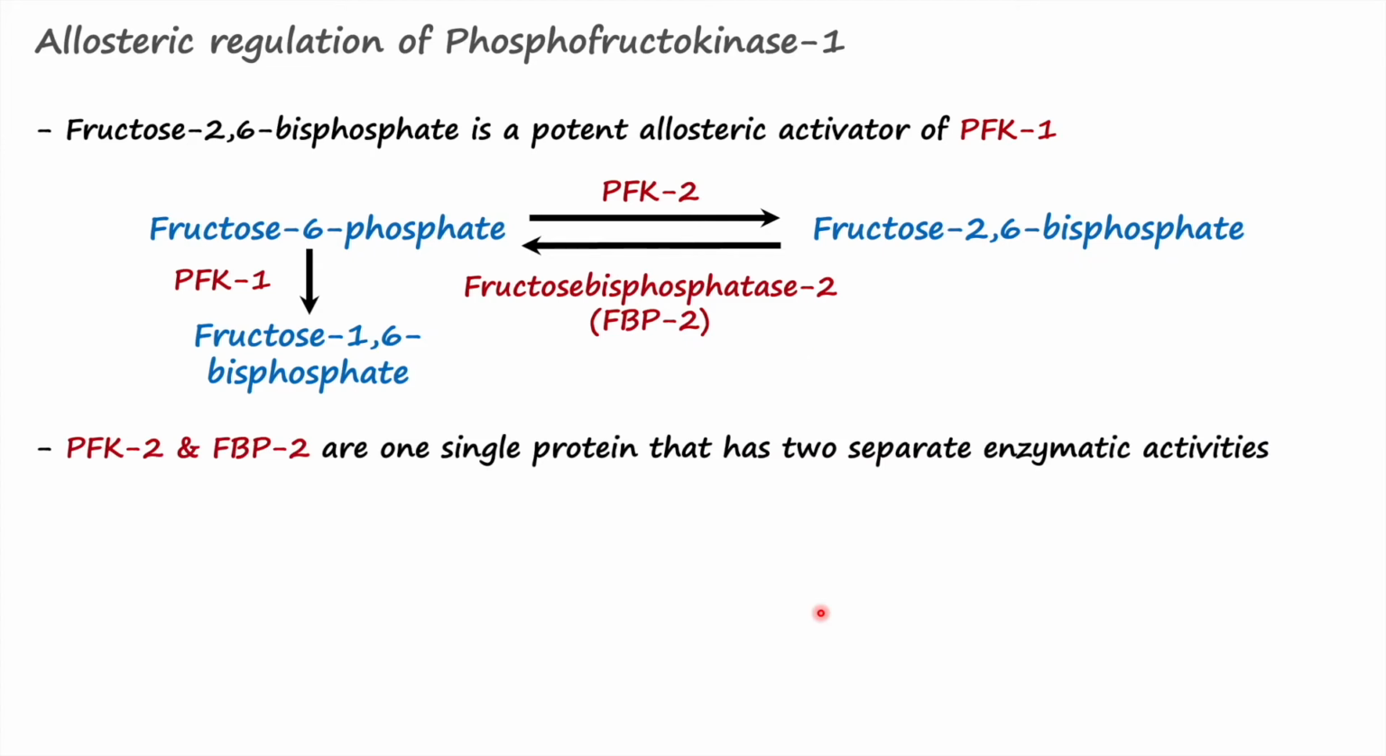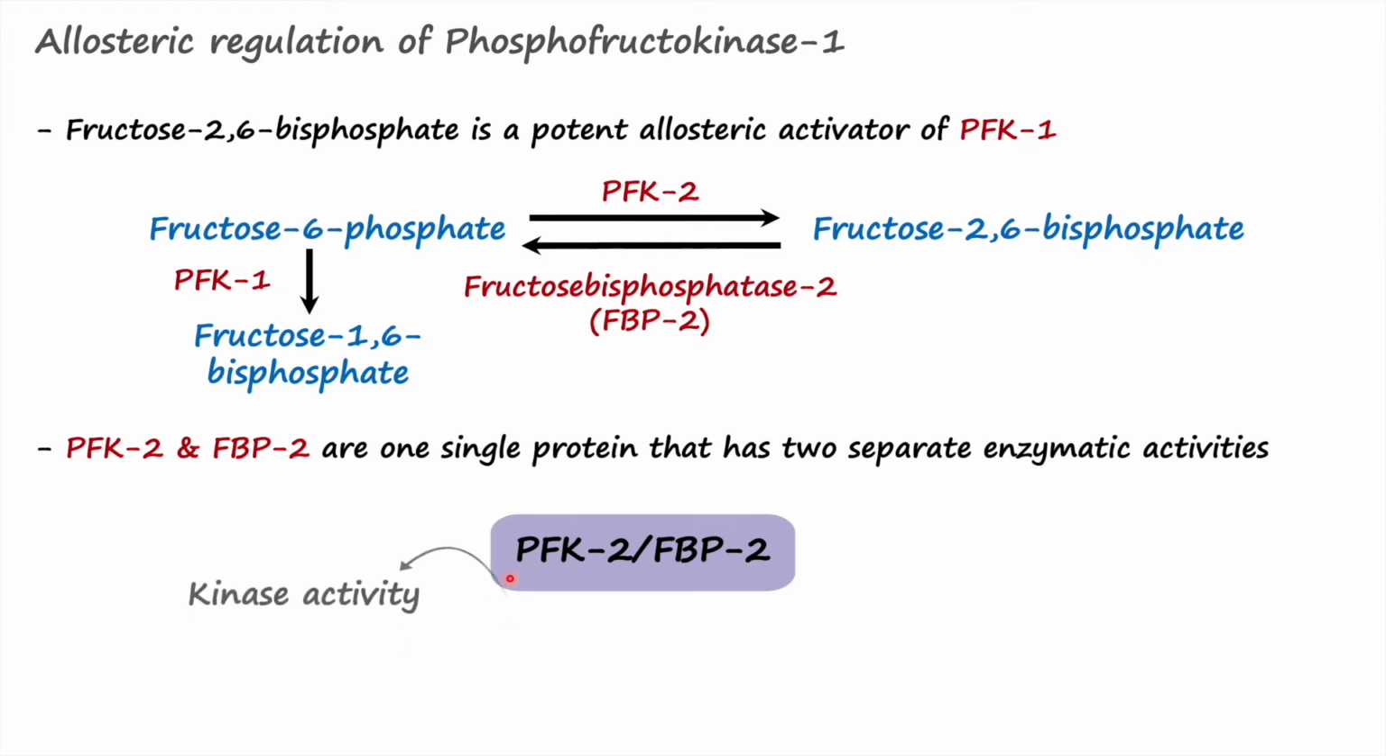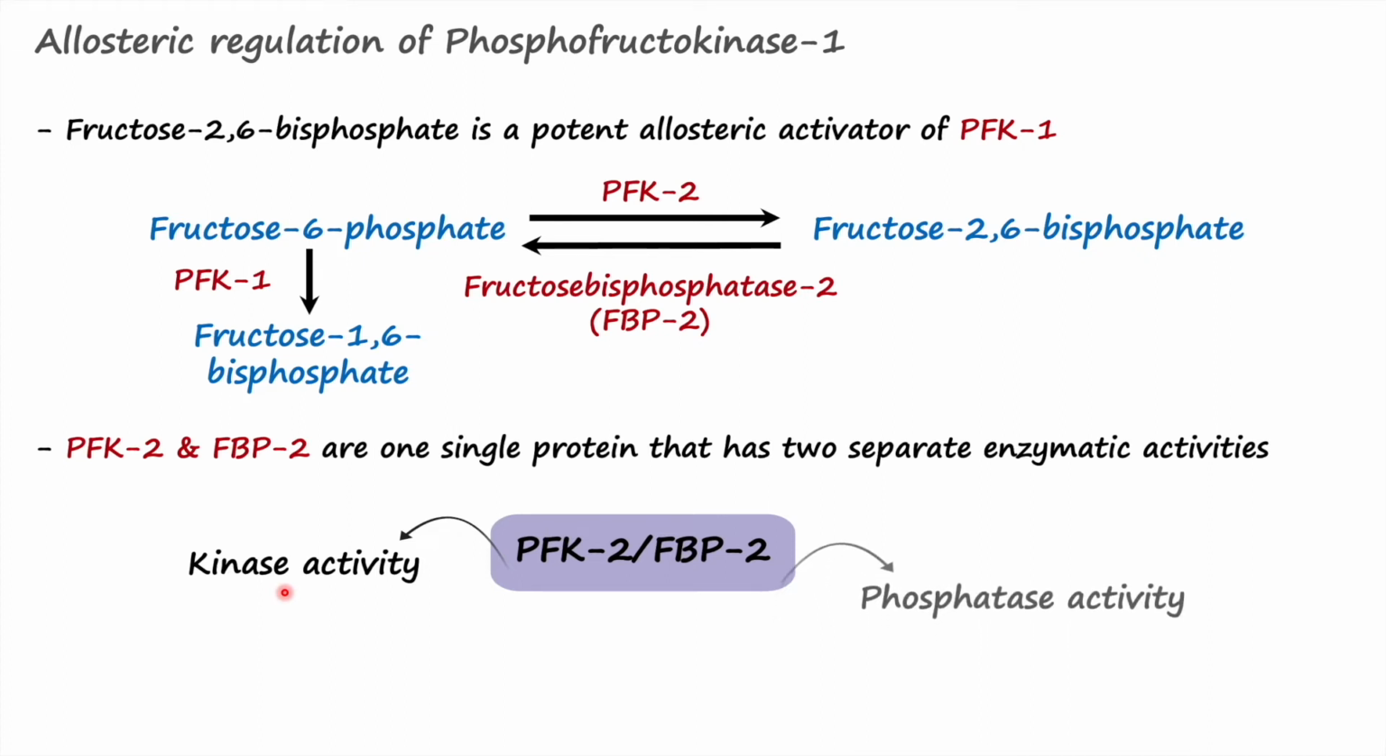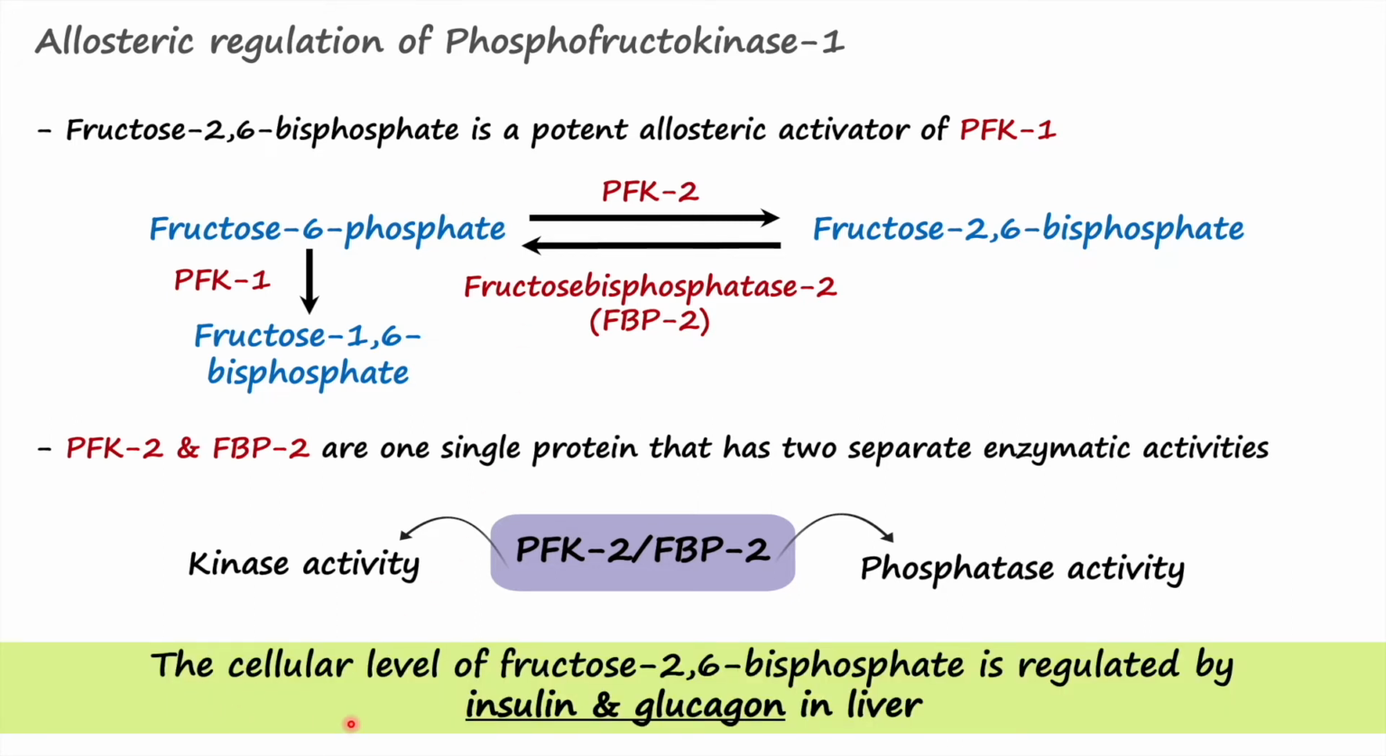So the interesting thing about PFK2 and FBP2 is that, in actuality, they are just one single protein which has two separate enzymatic activities. That means PFK2 has a kinase activity which phosphorylates the molecule, and FBP2 has a phosphatase activity which dephosphorylates the molecule. And most importantly, the cellular level of fructose 2,6-bisphosphate is regulated by insulin and glucagon in the liver.